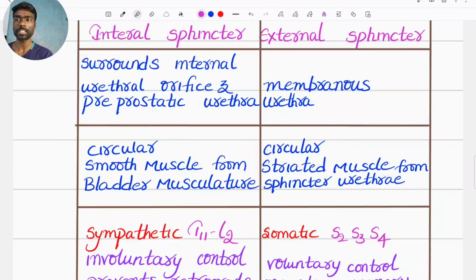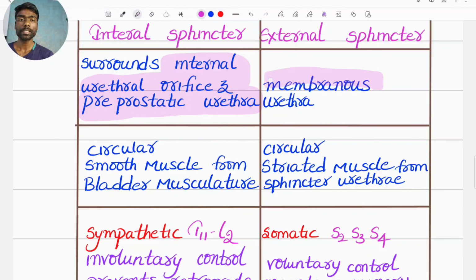Coming to the difference between internal and external urethral sphincters. Already we know that the internal urethral sphincter surrounds the entire pre-prostatic urethra, in which the internal urethral orifice is also a part, embedded in the urinary bladder.